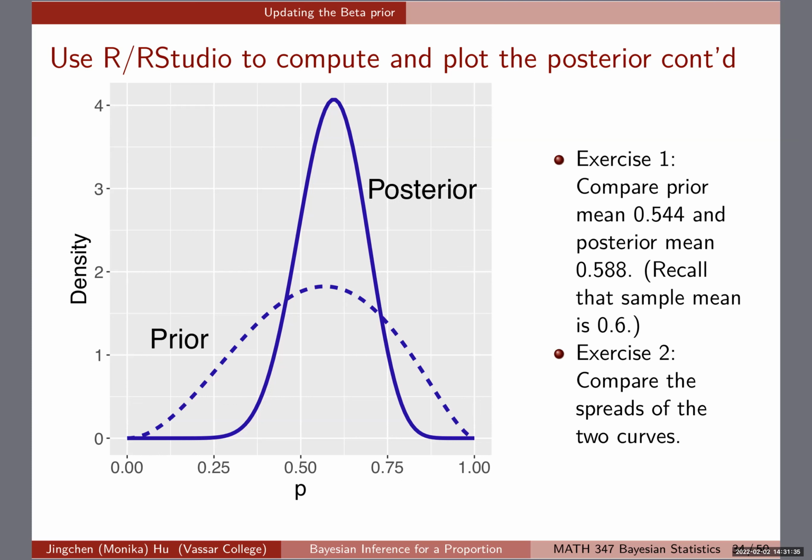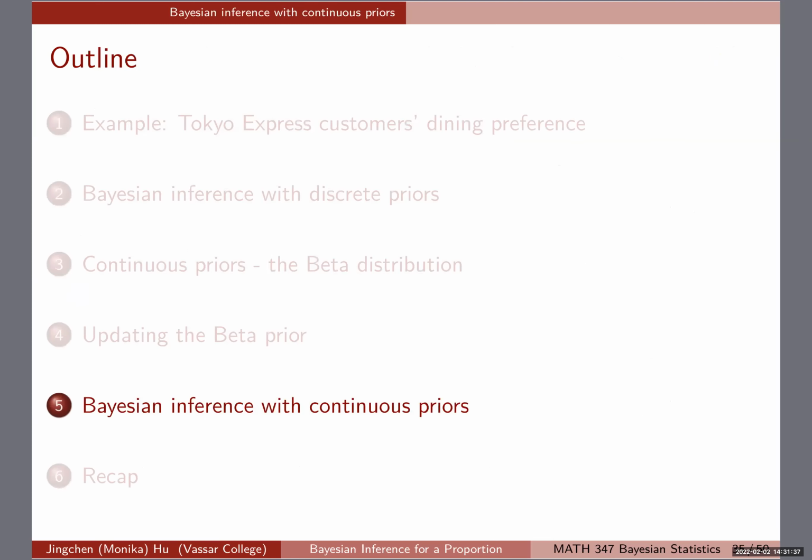And with that, I just want to end this part. So on Friday, we're going to talk about Bayesian inference with continuous priors. So we're going to talk about hypothesis tests, credible intervals, and prediction. And then that will wrap up this whole section itself.